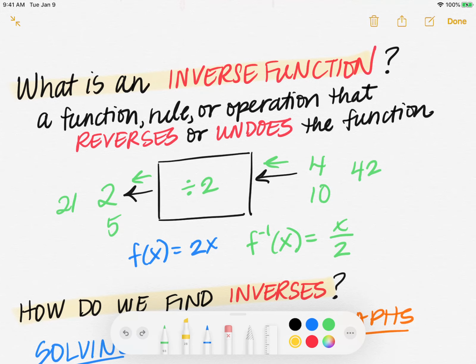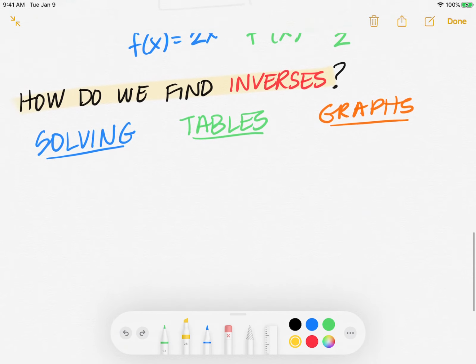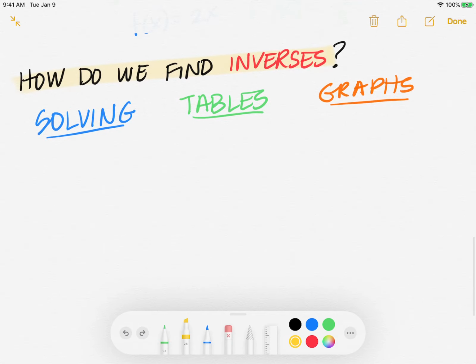Now we have 3 ways of finding inverses. This is what we found in the 1.2 task. I'm going to briefly state each one, and hopefully you'll get more practice of it in your 1.2 homework, and literally every day in this module. First of all, we can solve for an inverse. So let's talk about just the process of solving.